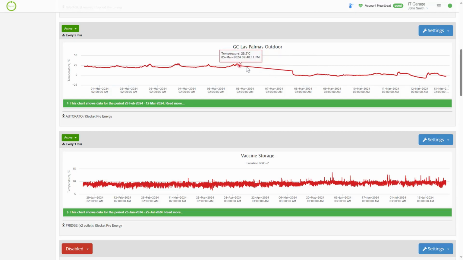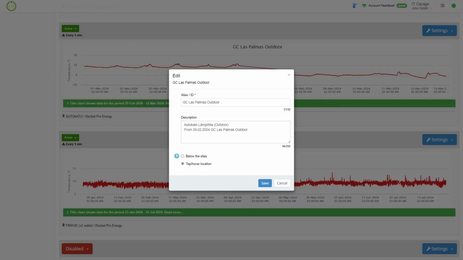Well, guys, that is the temperature profile in Las Palmas in February. So you know the temperature now, and you know the temperature in Finland, so 25 degrees difference. Let me show, let me rename it now.